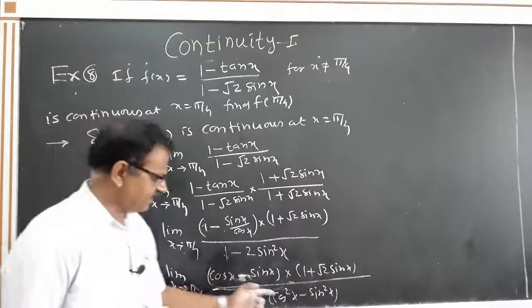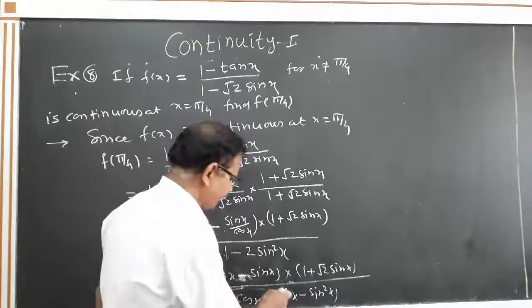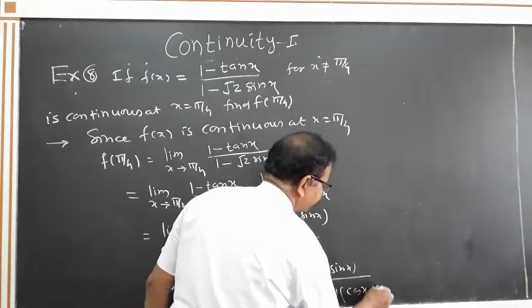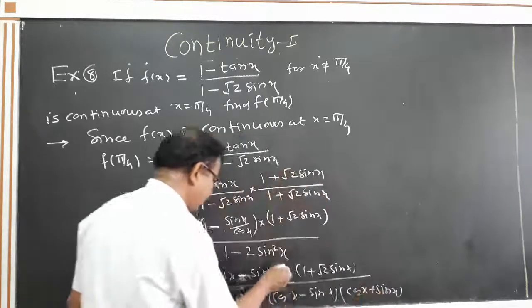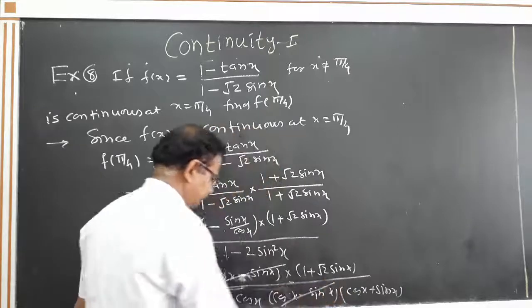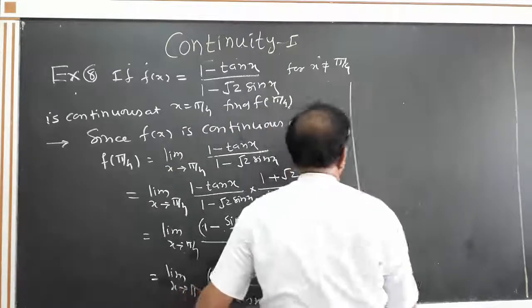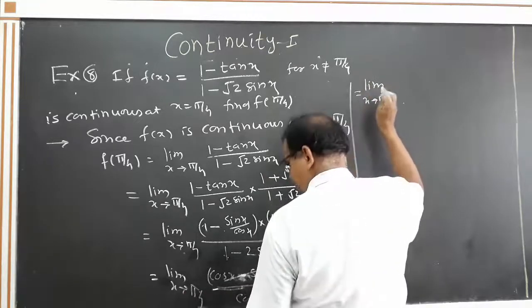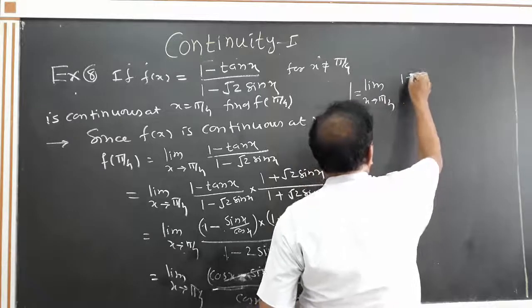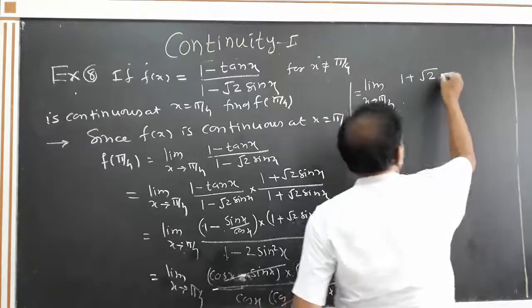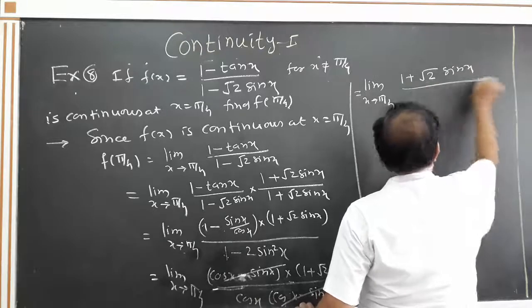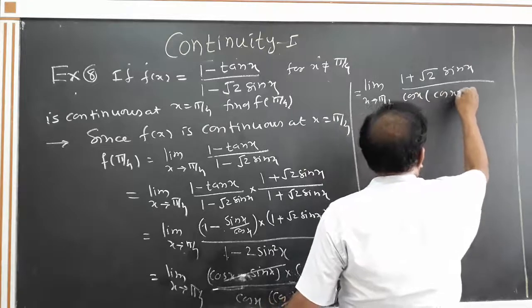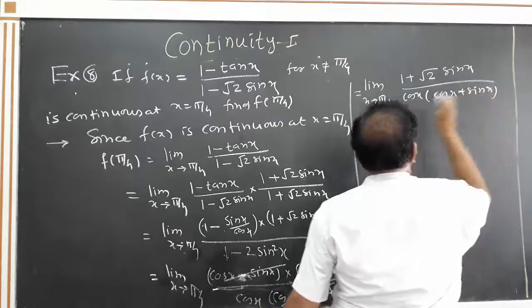Now we shall again factorize this cos square x minus sin square x. This can be written as cos x minus sin x into cos x plus sin x. The common factor will get cancelled and there remains only limit x tends to pi by 4 of 1 plus root 2 sin x divided by cos x into cos x plus sin x.